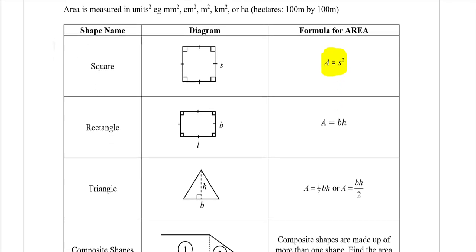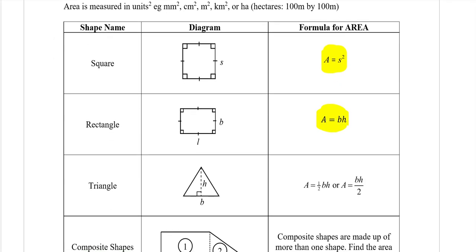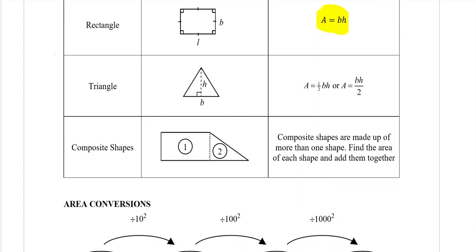The formula for the area of a rectangle is A is equal to BH, and the formula for the area of a triangle is A equals half BH, which can be written as BH over 2 if you prefer, but I'll be using the highlighted version of that formula.